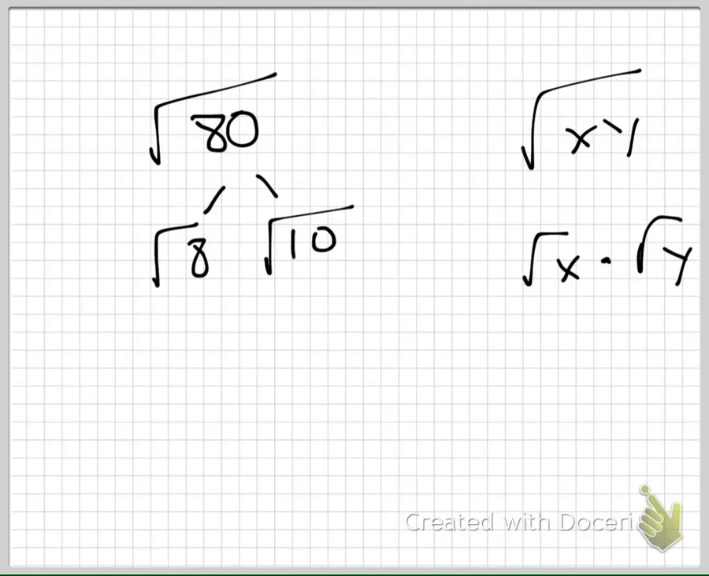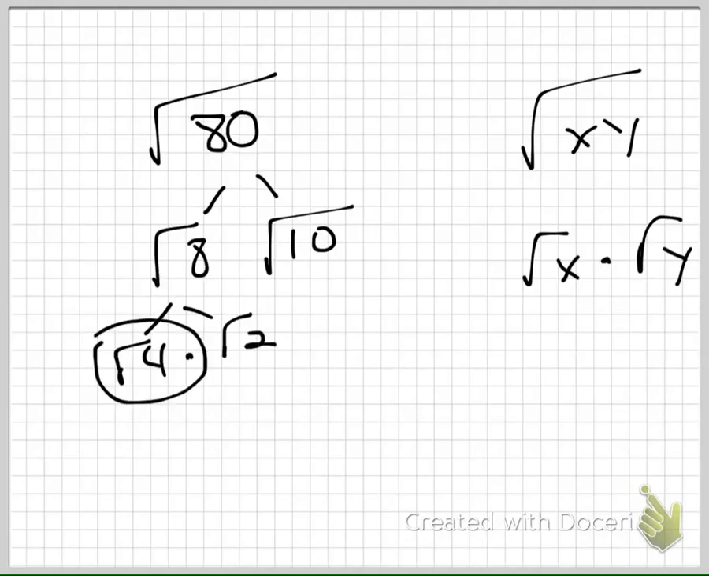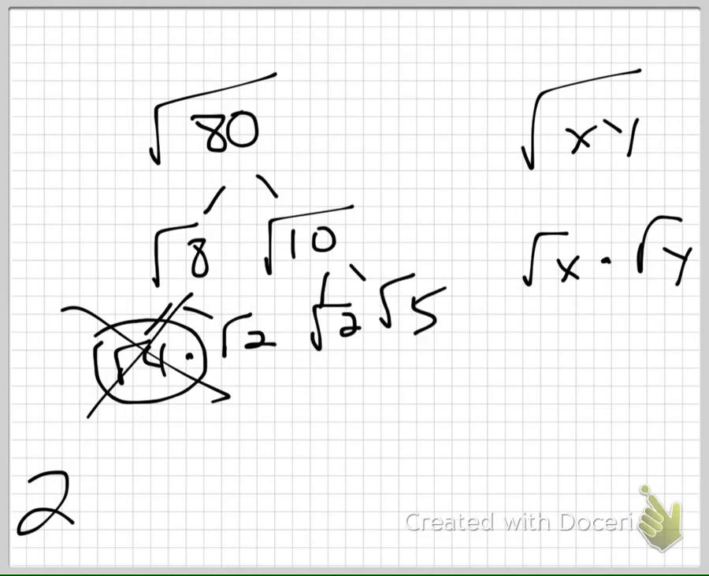Okay? And so the square root of 8 is the square root of 4 times the square root of 2, right? Well, wait a second. What is the square root of 4? 2. I can cross that out and pull out a 2. You see what I'm saying? Okay. Can I break the square root of 2 down anymore? No. What about the square root of 10? That can be the square root of 2 and the square root of 5. Can I break down the square root of 5 anymore? No.